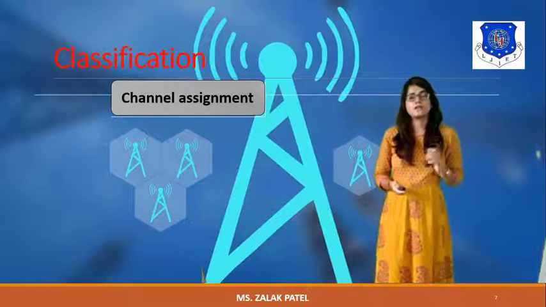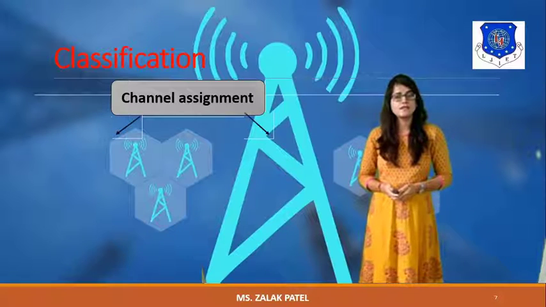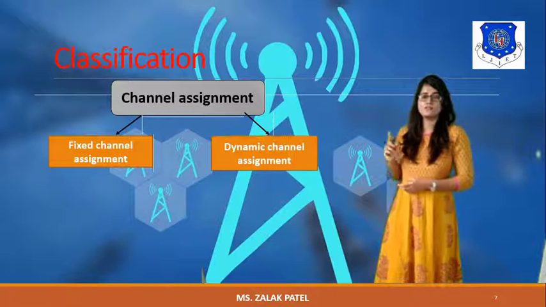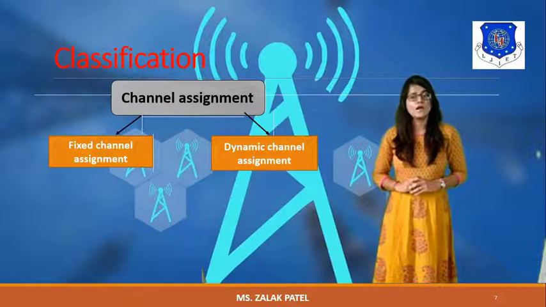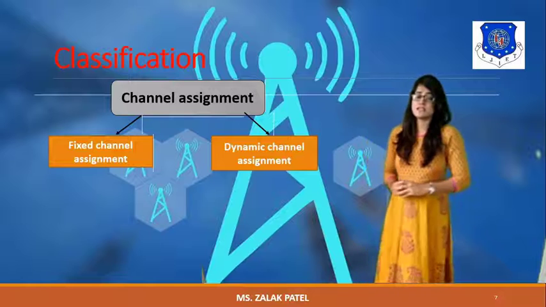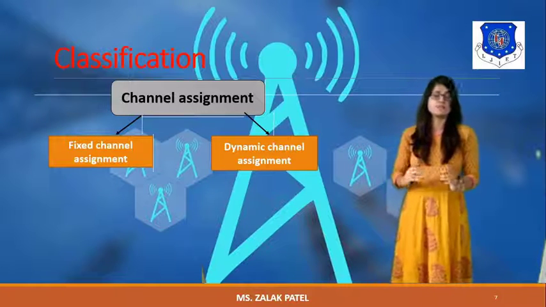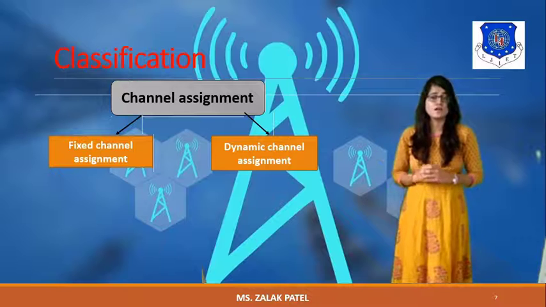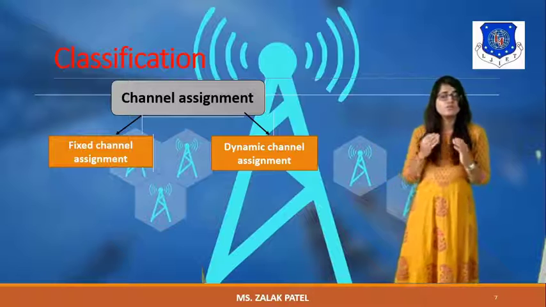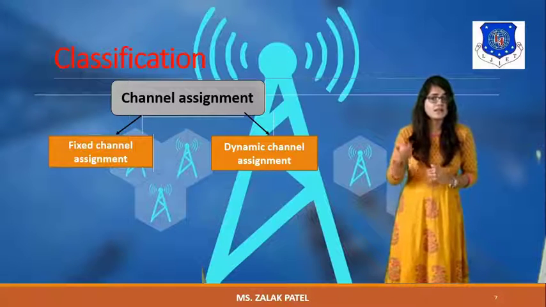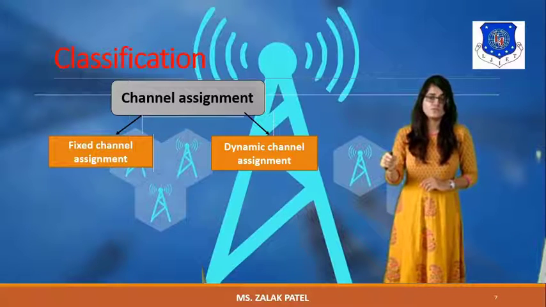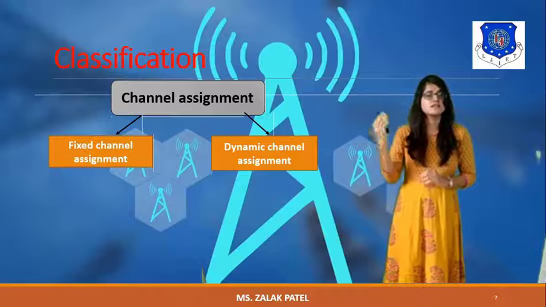Now classification. Mainly the channel assignment techniques are classified into two basic categories, that are fixed channel assignment and dynamic channel assignment. Now let's talk about fixed channel assignment first. Fixed channel assignment is basically a predetermined set of channels that are associated with one complete cellular system. Means the set of channels is fixed. If a new user enters and requires a particular number of channels, then it is not allotted to that user, but the call is completely rejected.